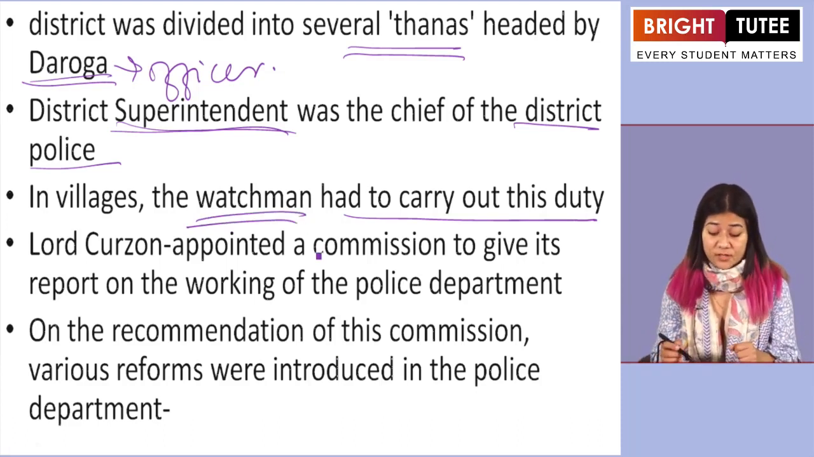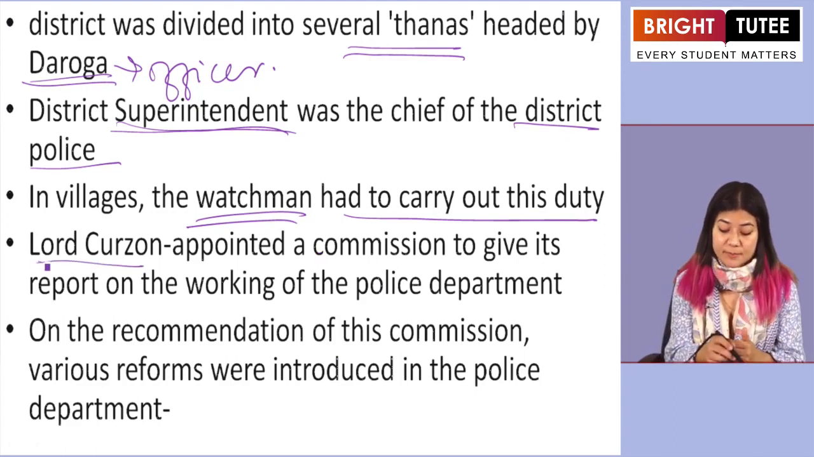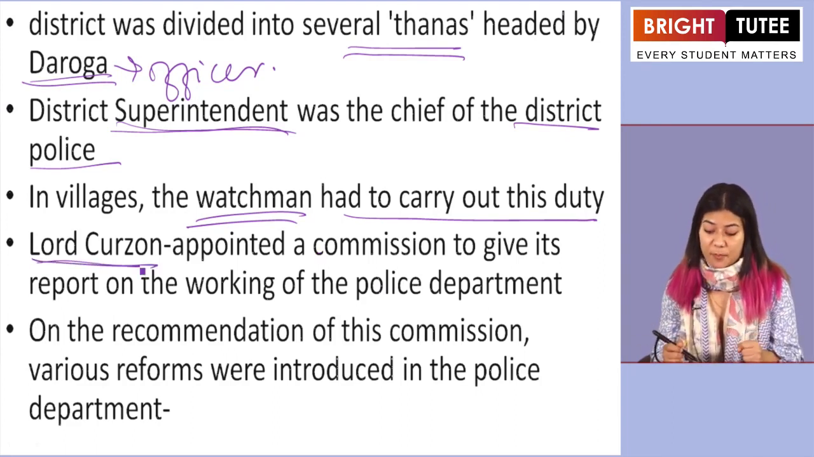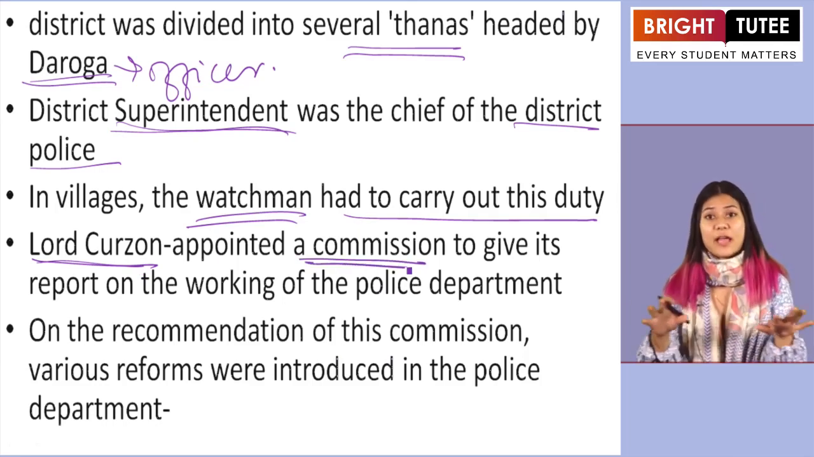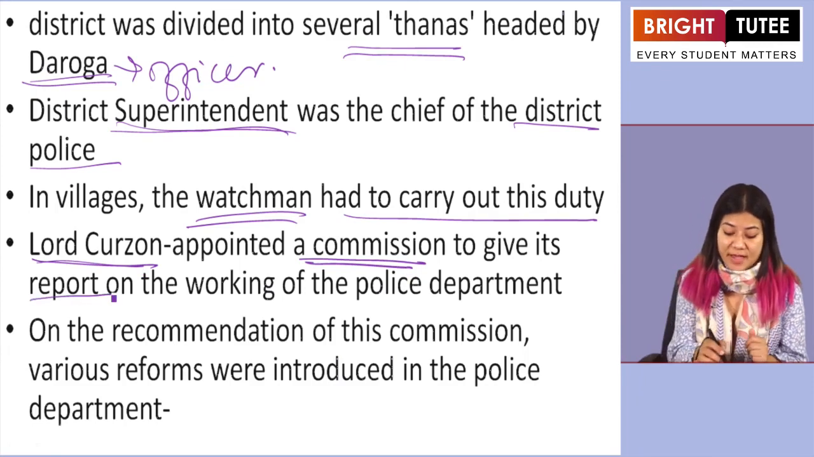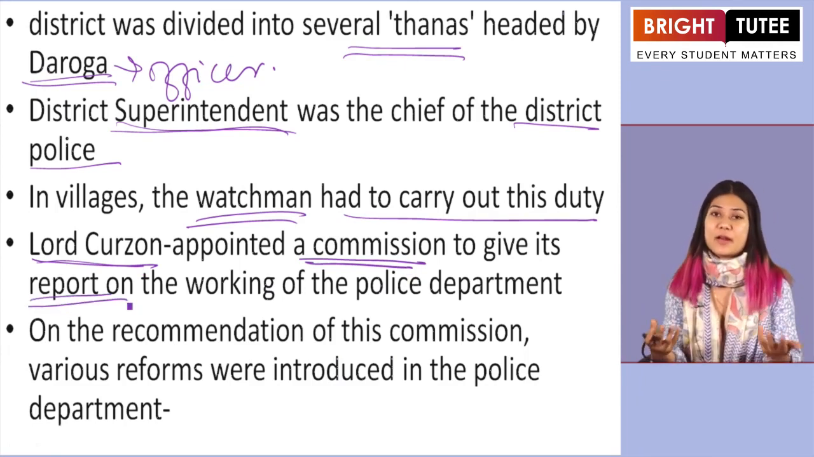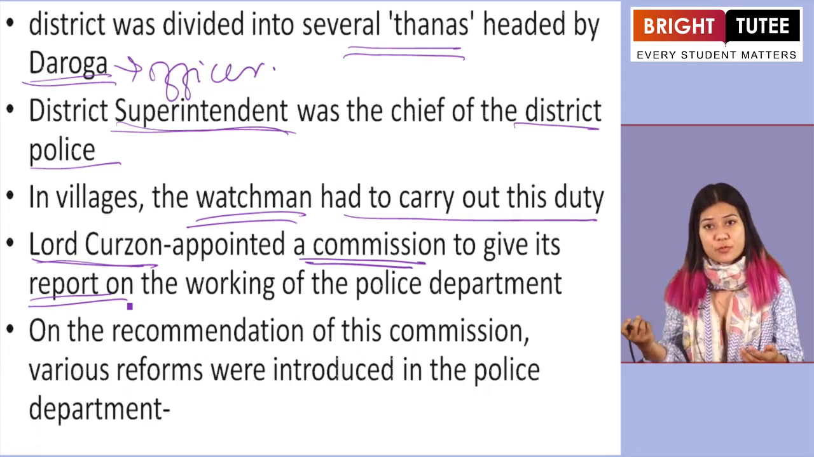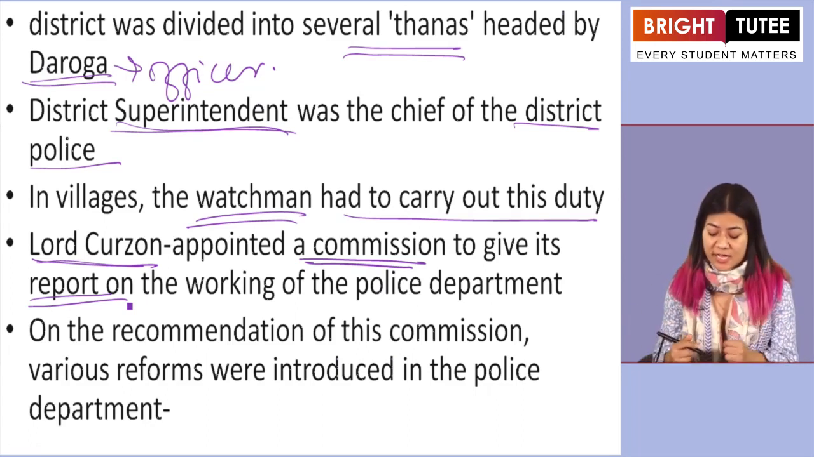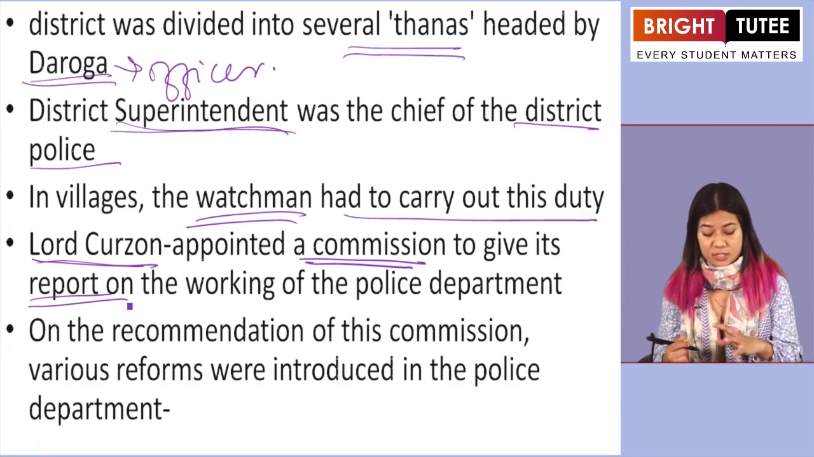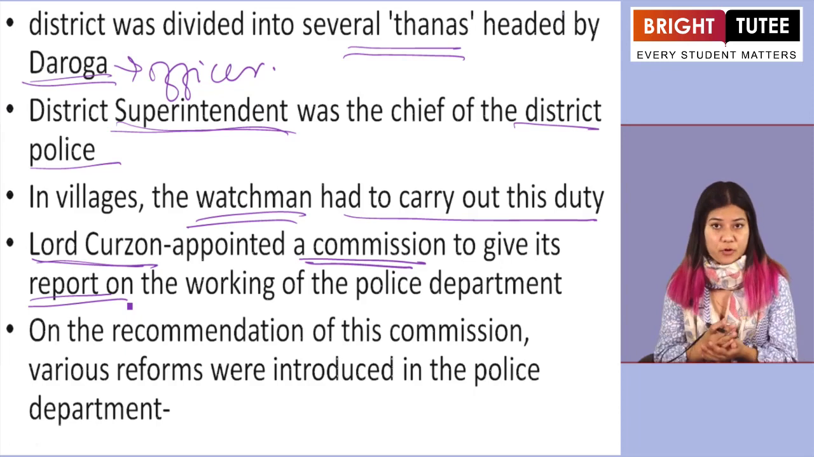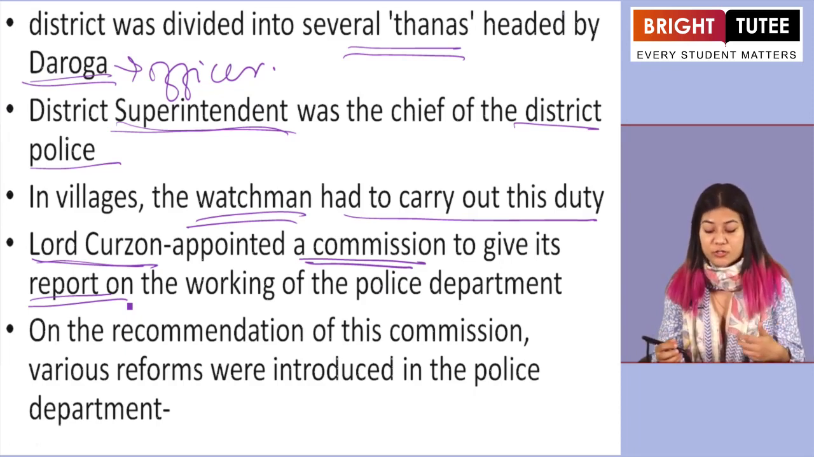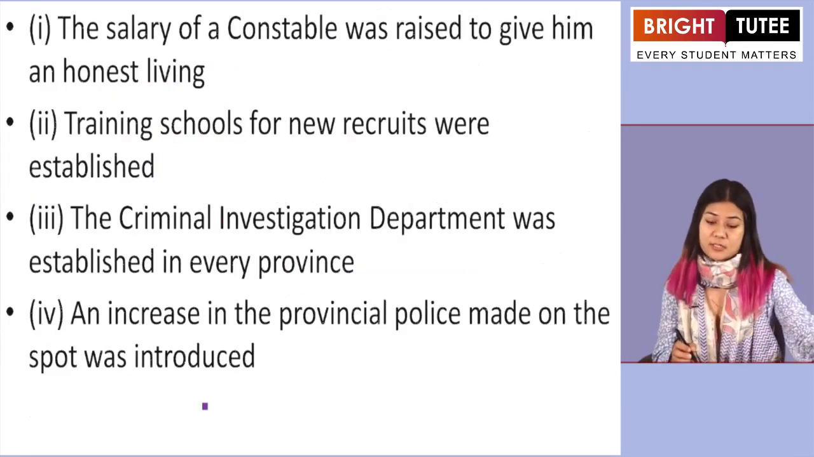Okay. Now when Lord Curzon became the Governor General, he appointed a commission, and their main task was to look at the police department and to prepare a report: how the police department was working, how it had improved, what work it did, etc. That commission came back to Lord Curzon and submitted a report, and that report also recommended various changes or reforms. Let us look at them.